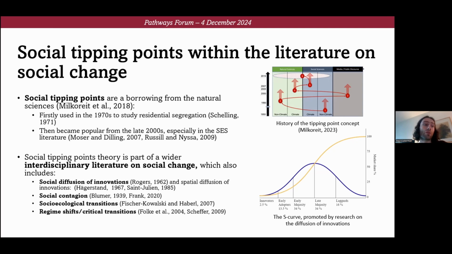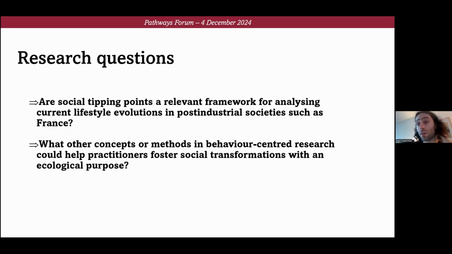More generally, social tipping points are connected to a wider interdisciplinary literature on social change, which also includes the social diffusion of innovations and its famous S curves, social contagions, socio-ecological transitions or regime shifts, and critical transitions. So that led me to a question when trying to apply that framework to my research topic, reading as follows. Are social tipping points relevant for analyzing the current lifestyle evolutions in France? And second question, if not, in what sense could I make transformative research? In what sense could other behavior-centered methods help practitioners foster social transformations with ecological purposes?